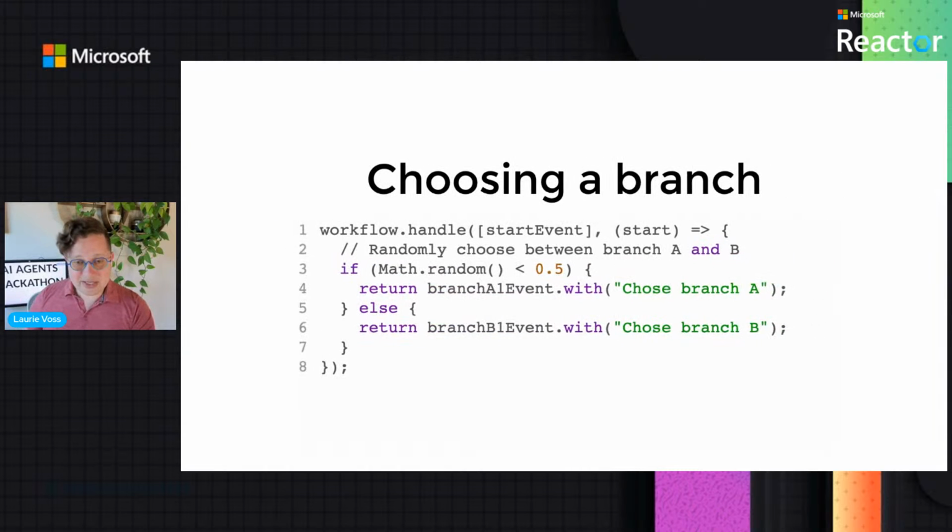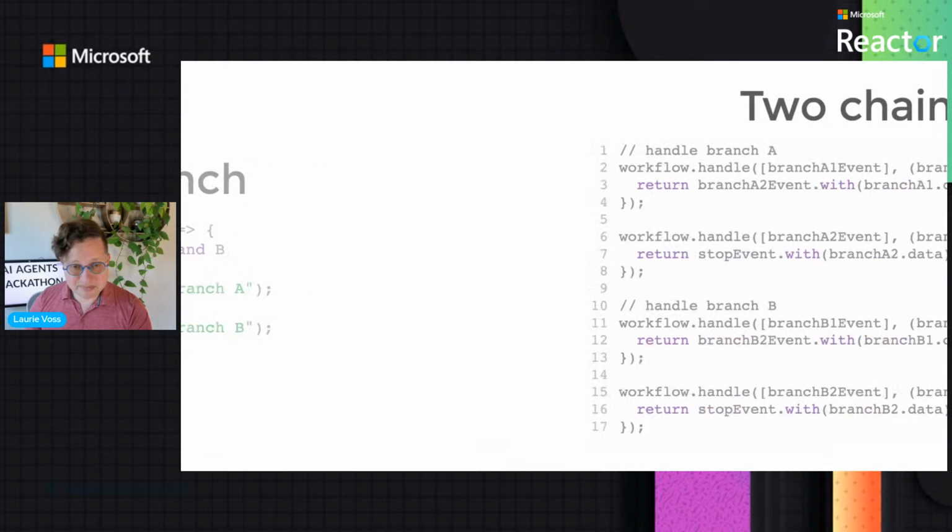The core of routing is that you pick a branch. In a real app, you'd get the LLM to do that. You could ask it to output A or B. Here we're just doing that using a random math event. But the key thing here is that we are returning either a branch A1 event or a branch B1 event. And that is getting us onto one branch or the other.